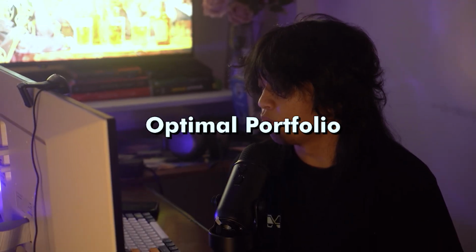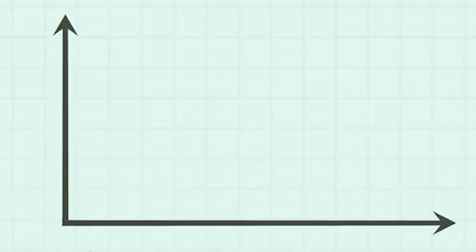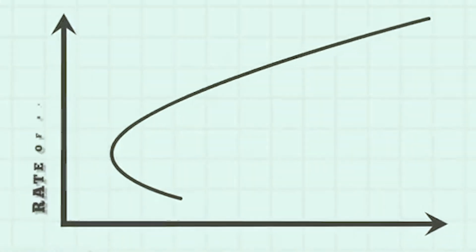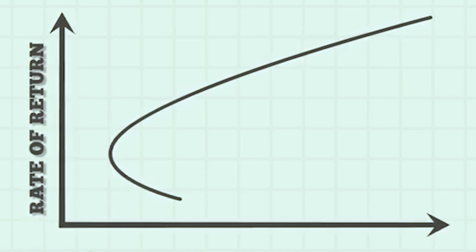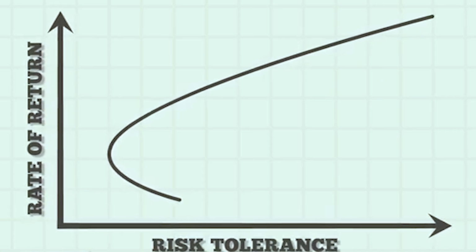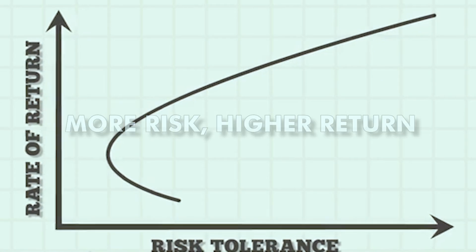Next is the optimal portfolio. The optimal portfolio is positioned on the efficient frontier, and it will differ depending on an investor's risk tolerance. A more conservative investor might choose a portfolio lower on the curve, with less risk and lower return, while an aggressive investor might aim for a higher risk, higher return type of portfolio.